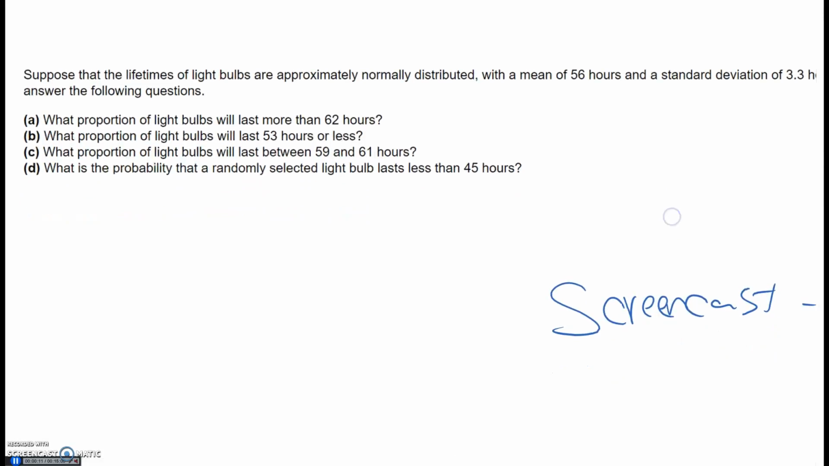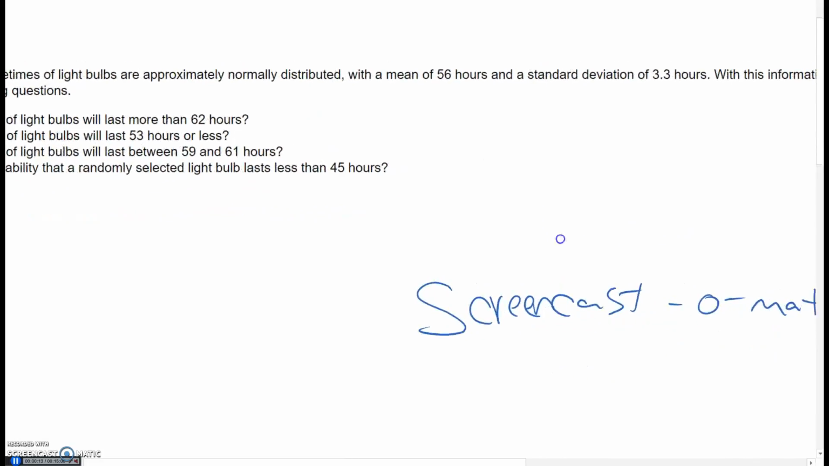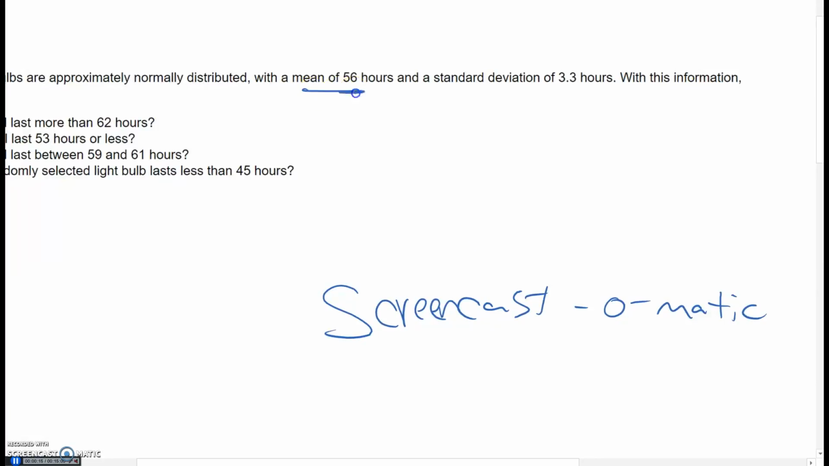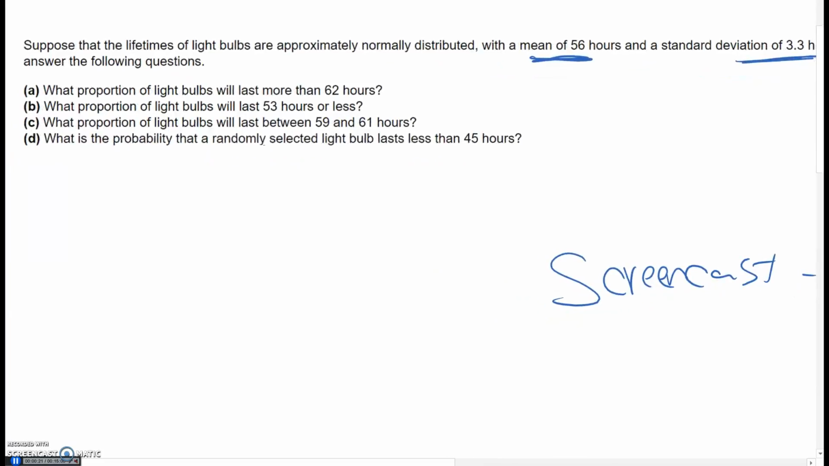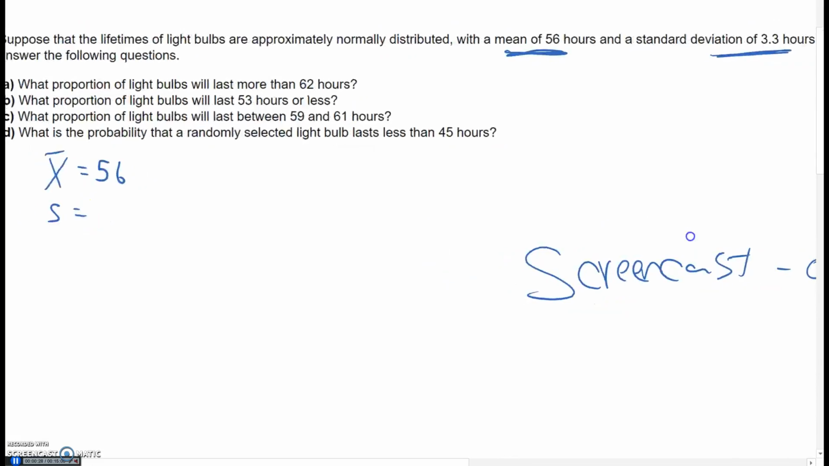It says, suppose that the lifetimes of light bulbs are approximately normally distributed with a mean of 56 hours and a standard deviation of 3.3 hours. With this information, answer the following questions. So we know that the mean is 56. We know that the standard deviation was 3.3.